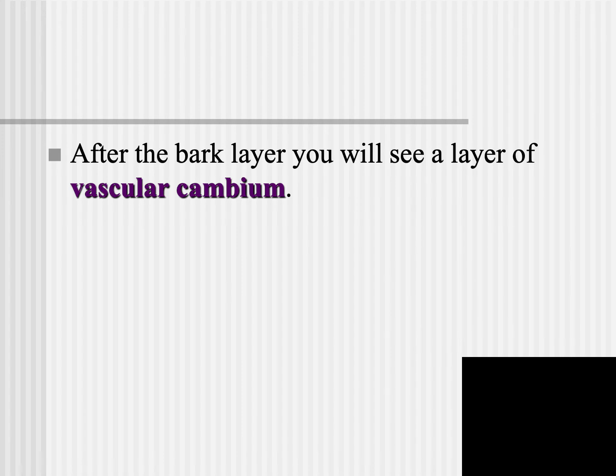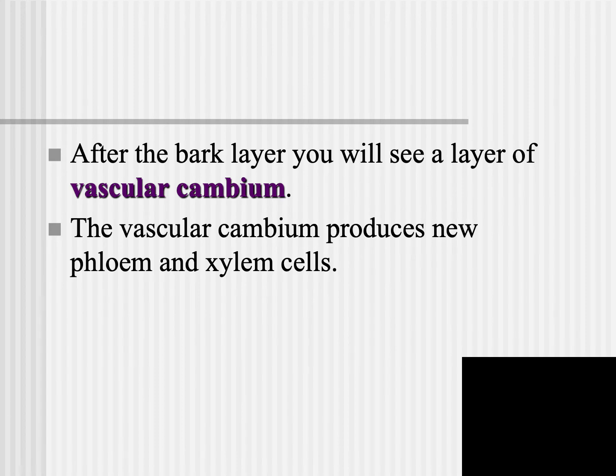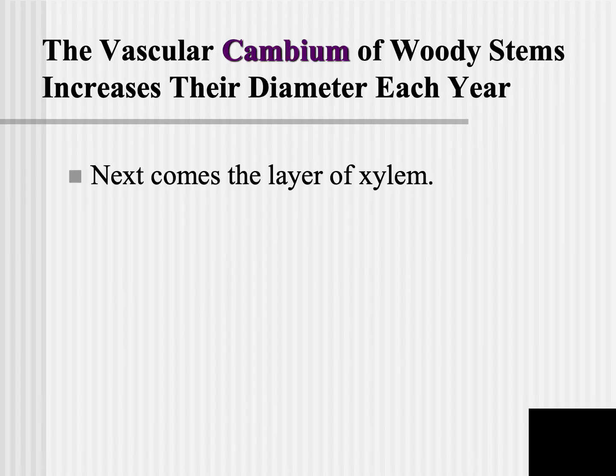After the bark layer, we're going to work our way in. You see the vascular cambium. Remember that when we're talking about cambium, we're talking about a kind of lateral meristem. The vascular cambium produces new phloem and new xylem cells. Next comes a layer of xylem. Remember again that xylem cells are transporting water from the roots up to the shoots.